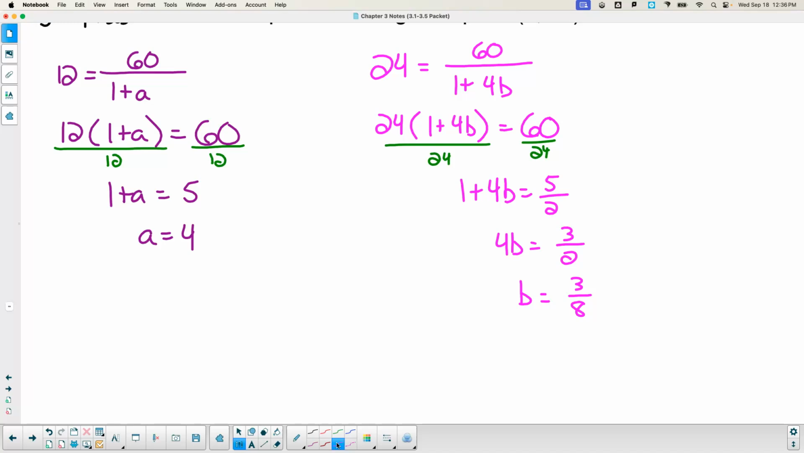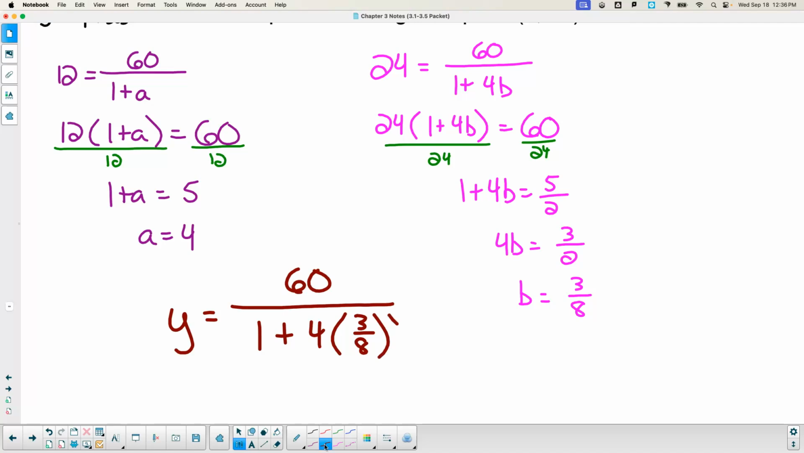Now I've got everything that I need. My function is going to be y equals 60 divided by 1 plus 4 times 3/8 to the x power. Questions, comments, concerns, clarifications?